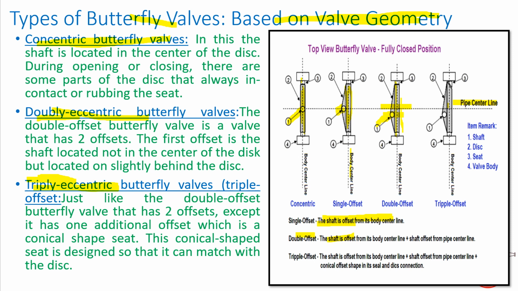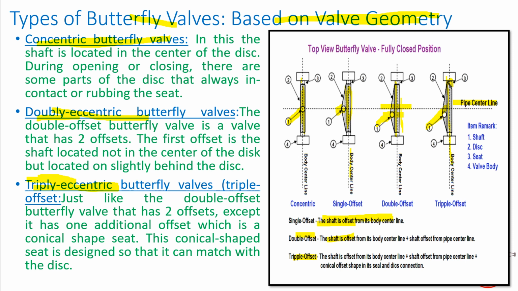So what happens in this triple offset valve? In a triple offset valve, the body center line and your shaft center line don't match, so this is your double eccentric. And in triple eccentric, there is an addition: a conical offset shape and its disc connection. So if there is a conical offset shape with your disc, this number 2 is your disc, so this is having an offset with the disc. We are having a conical offset here which is making an offset with the disc. So this valve is known as a triple eccentric valve.